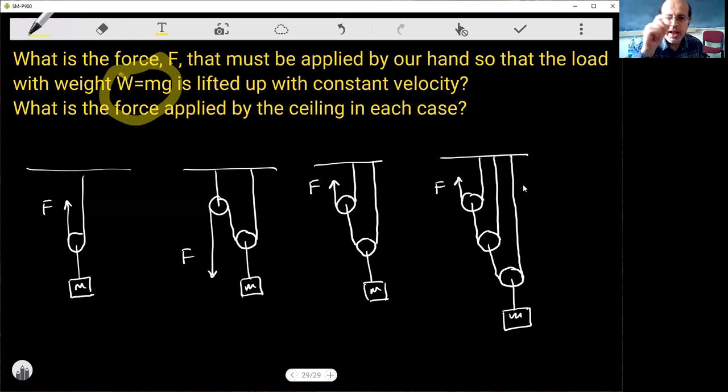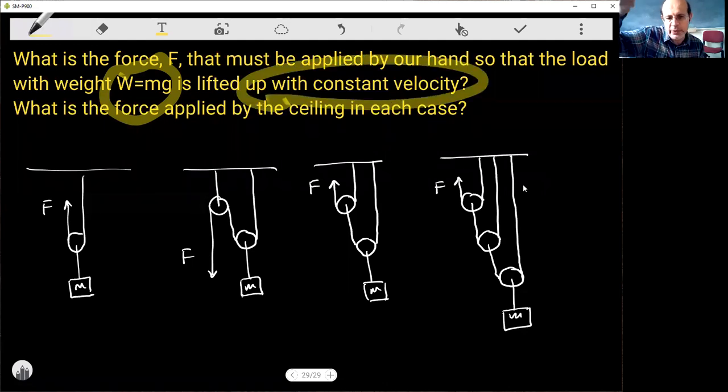Whenever I use a scalar quantity, I'm going to use it as a scalar value, right? Just keep this in mind. And whenever I say this with a vector sign, I'm going to use it like that. So I would like to lift this object upward with a constant velocity. It doesn't matter if I lower it with constant velocity, the problem is going to be the same.